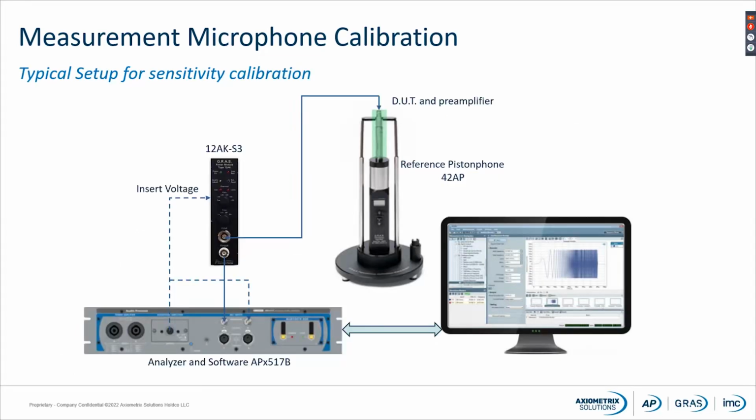A typical setup for this, where in this case we have used an AP audio precision analyzer, a power module with insert voltage possibility, and an amplifier with insert voltage and a reference piston phone. In this way you are able to obtain the insert voltage according to the procedure we saw on the previous slide.